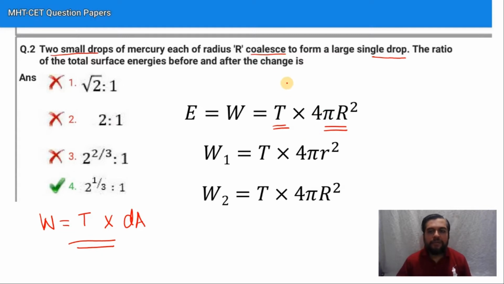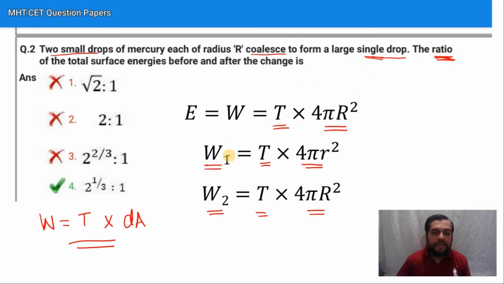For simplicity, let us assume that the radius of the small droplets is small r. Then the energy of a single droplet, let's say it is represented as W1, will be equal to the surface tension of mercury into the total surface area of that droplet, where small r is the radius of that droplet. Same way, what will be the work done or the energy stored inside that single large drop? It will be W2 equal to surface tension of mercury again, which is the same, into the total surface area of that single spherical drop. In this case it will be 4 pi capital R square. Now look at the question, what are they asking us? Ratio.